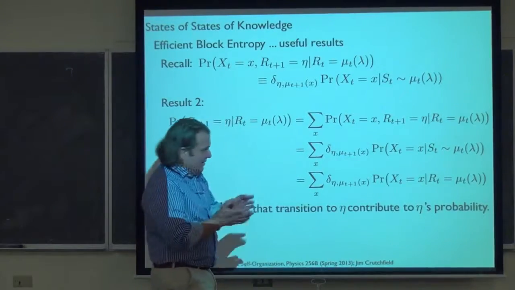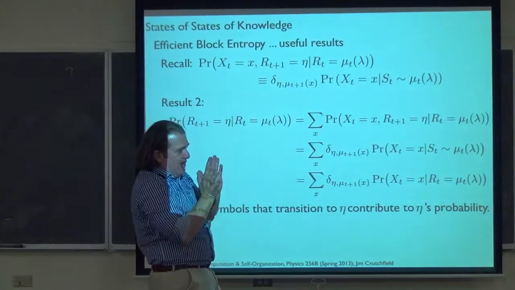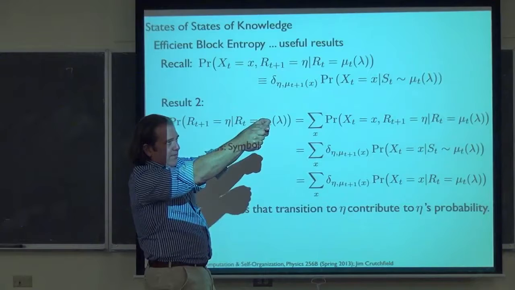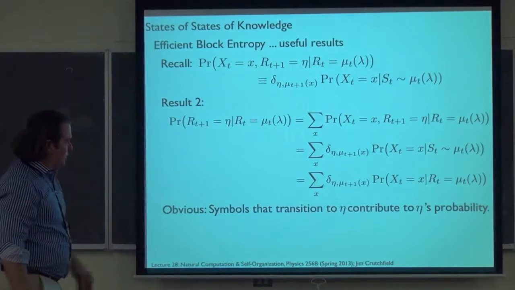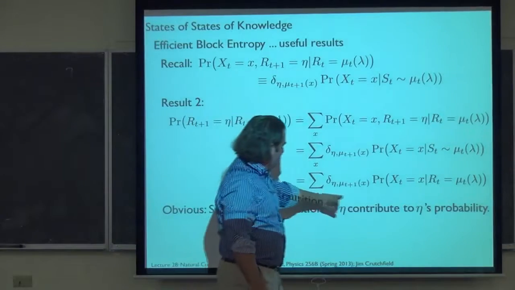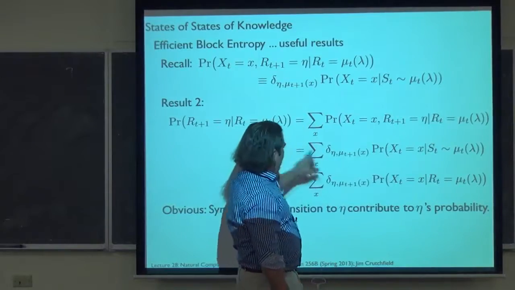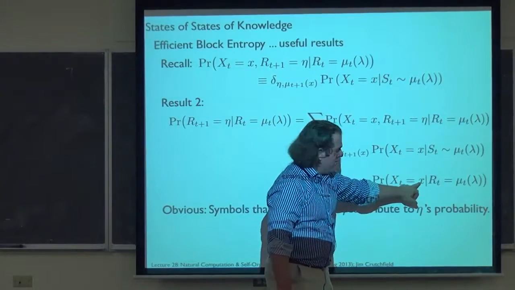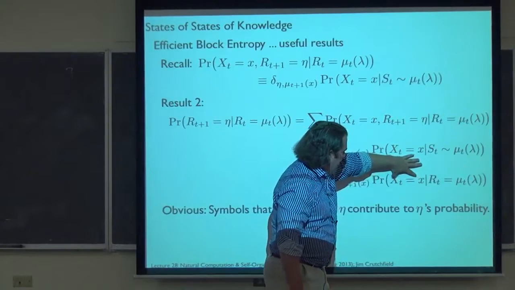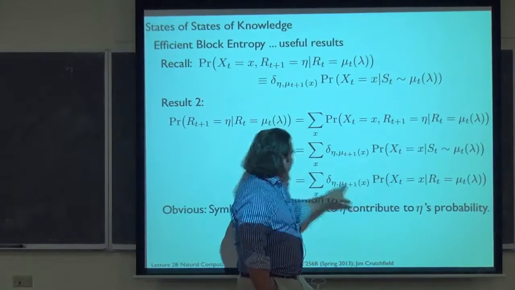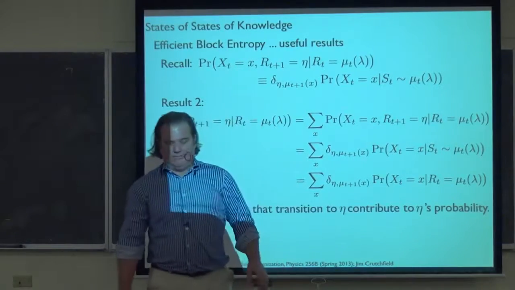So here I am at eta, and I've got mu of t, the previous, and I have various symbols coming in that take the probability from the various states and contribute that to eta. So that's what this delta function is doing, sort of indirectly, right? Because I've rewritten this in terms of the uncertainty in the next symbol, and I'm grabbing the probability of seeing those symbols and adding those up when those symbols lead to eta, namely the next mixed state.